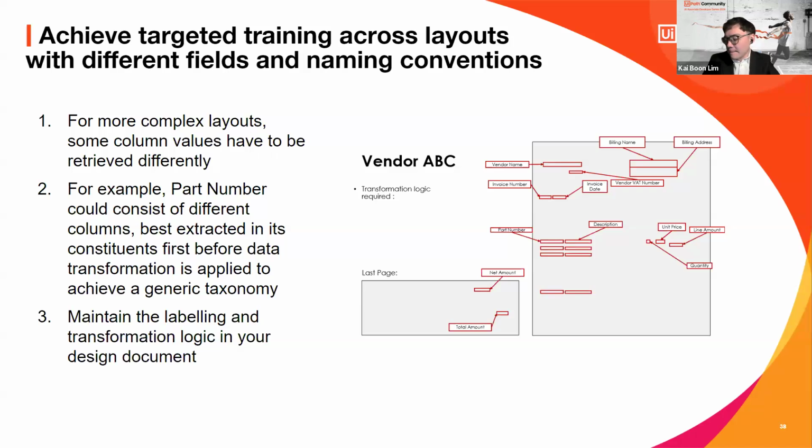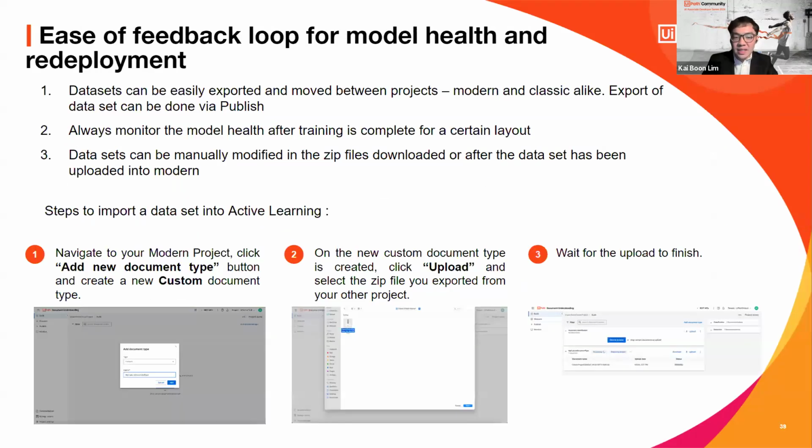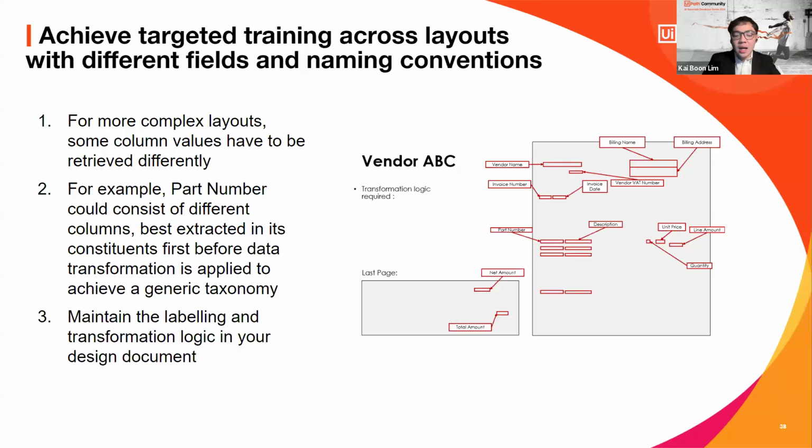Again, the second point about achieving targeted training across layouts with different fields is more pertinent to documents that have different ways of representing the same information. What I mean by that is, let's take, for example, invoices. Under invoices, there is an out-of-box field called part number. For most vendors, if they are straightforward, not that complex, and willing to adhere to a specific layout, part number can be part of a single column. But for other vendors, in more complex scenarios, part number actually consists of multiple different columns, and you need to perform some data manipulation, like creating new rows, doing some sort of mapping, things like that.